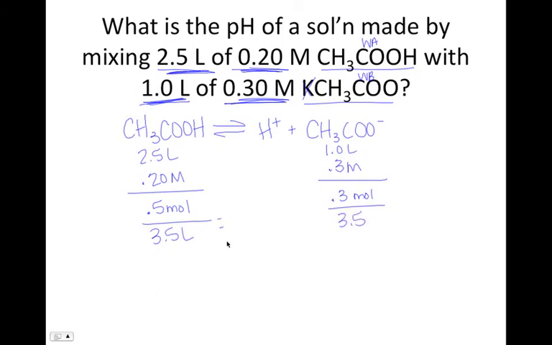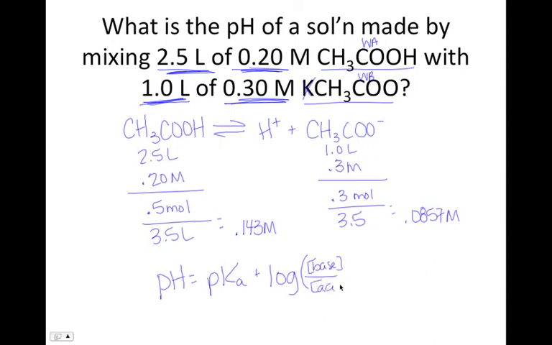So the concentration of my acid is going to be 0.5 divided by 3.5, or 0.143 molar. And this one's going to be 0.3 divided by 3.5, or 0.0857 molar. Now I said pH of a buffer solution. There's that bell. pH equals pKa plus the log, I told you it was a bad bell, of base over acid. So plug these numbers in.